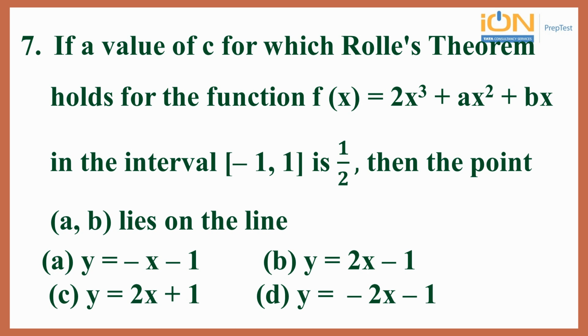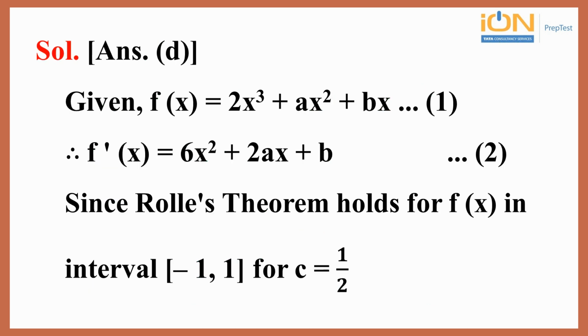Second option, y equal to 2x minus 1. Third option, y equal to 2x plus 1, and fourth option, y equal to minus 2x minus 1. The answer is D. Let's explain how it goes. Given f of x is equal to 2x cubed plus ax square plus bx. So f dash of x becomes 6x square plus 2ax plus b.